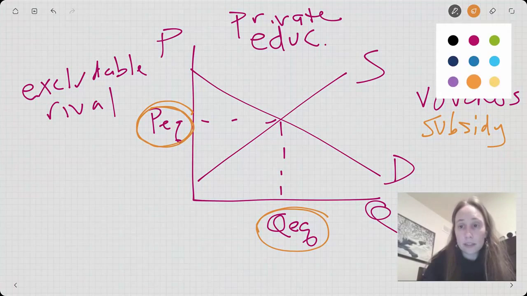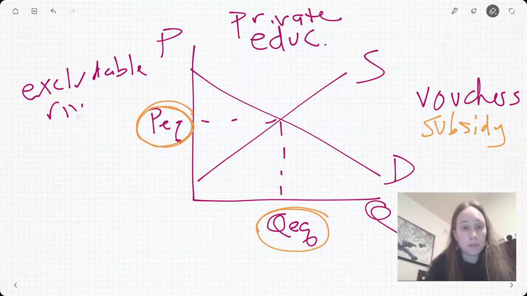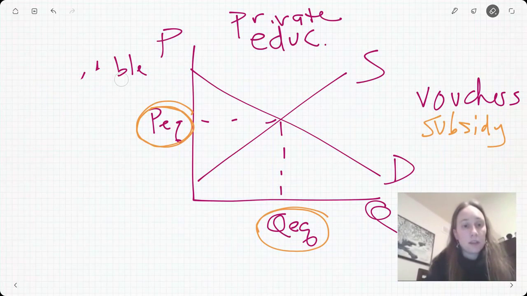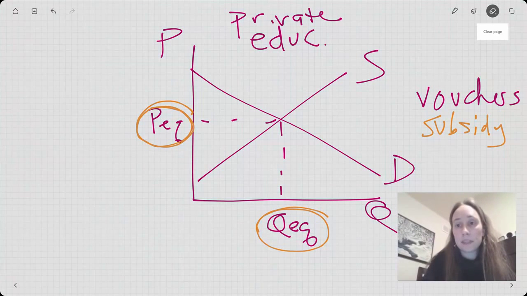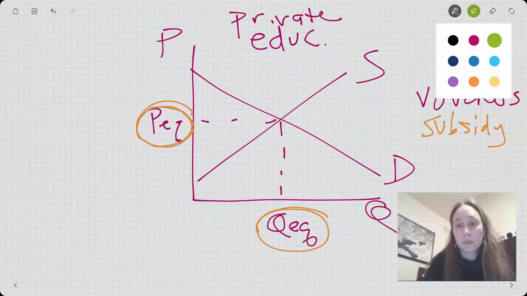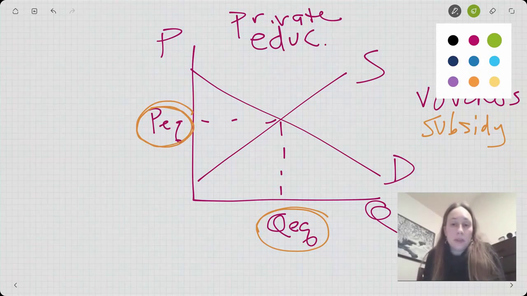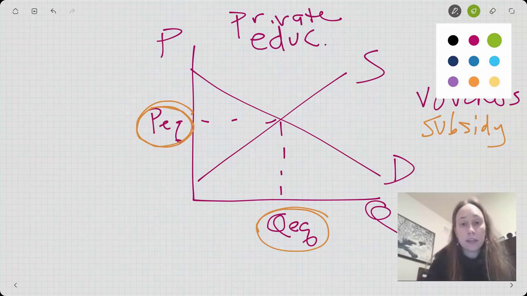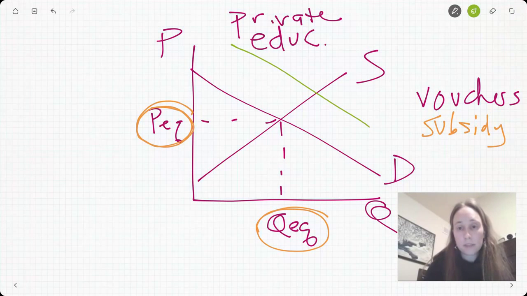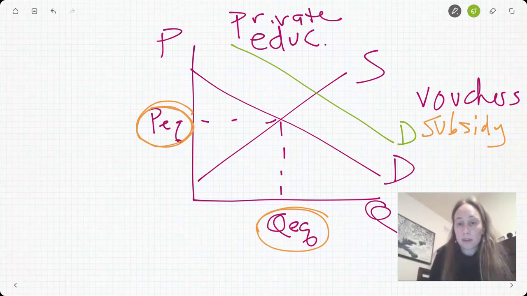So let's start. Actually, I think I can clean this up a little bit. There we go. Let's start by putting the subsidy in the hands of the consumer. Okay. So what will this do? This will increase the demand for education. Okay. So this will push out the demand curve.